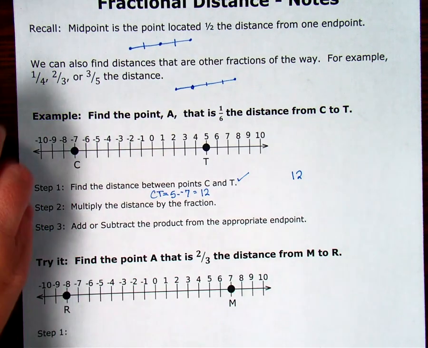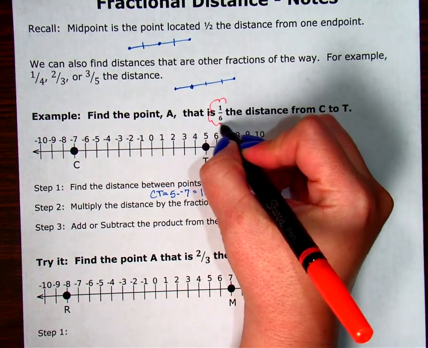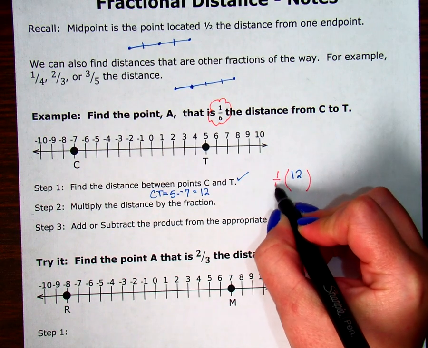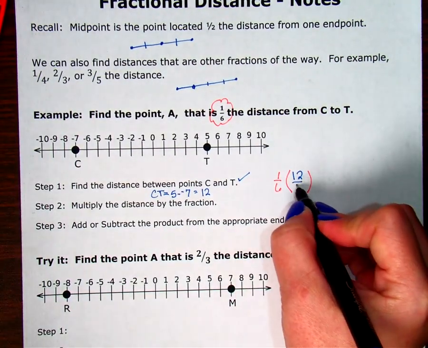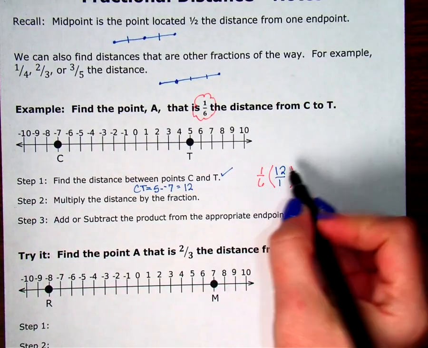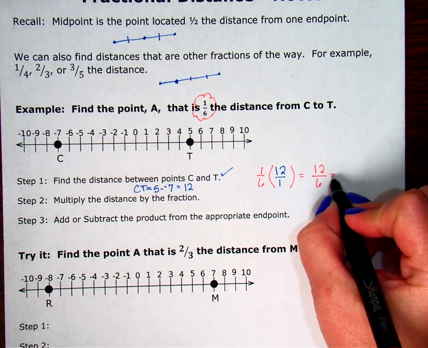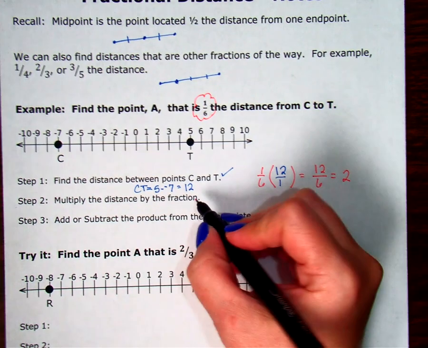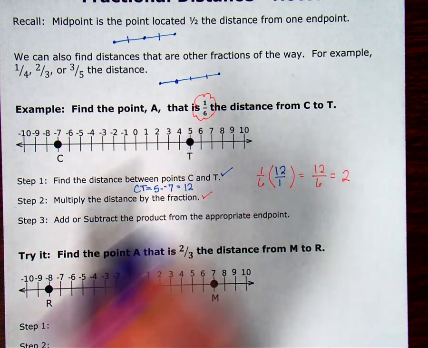Okay? Step 2, we're going to multiply the distance by the fraction. So the fraction I'm working with here is 1/6. So I'm going to take this 12 and multiply by 1/6. And the 12, I'm just going to think of that as 12 over 1. Since we don't have a fancy calculator, it's going to make the multiplication easy because then I can just multiply straight across. 1 times 12 is 12, and 6 times 1 is 6. So 12 divided by 6, that's just 2. Okay, so that's step 2. Multiply what I got from step 1 times the fraction 1/6.